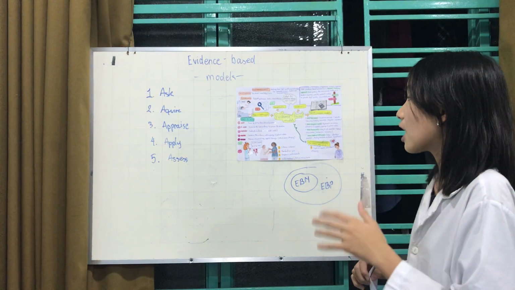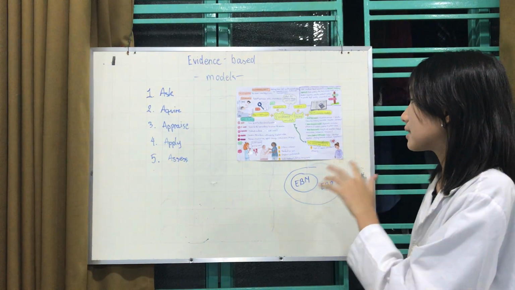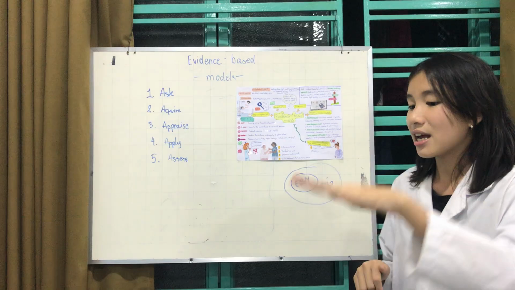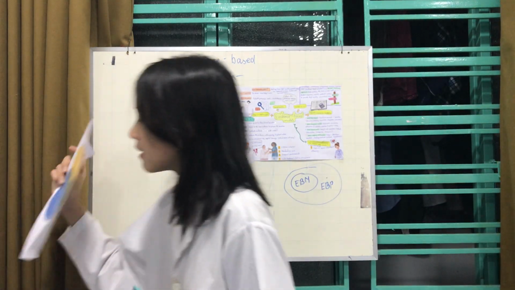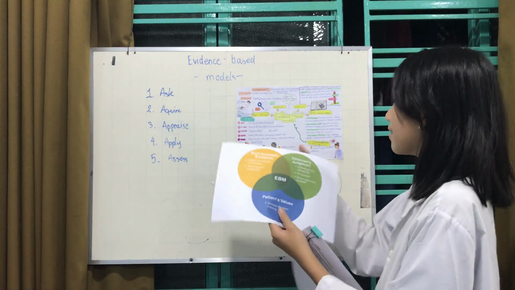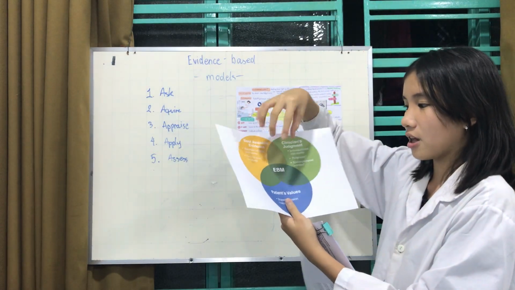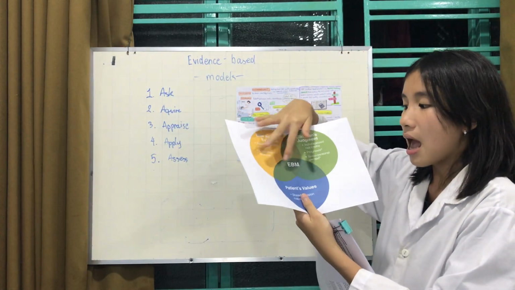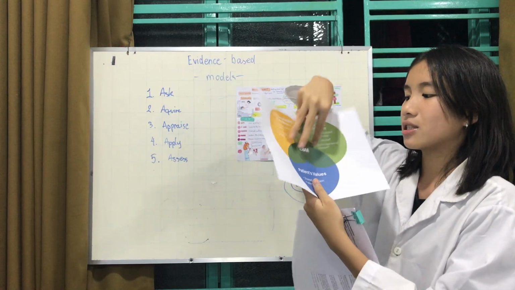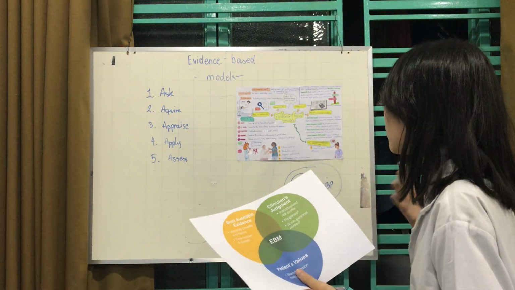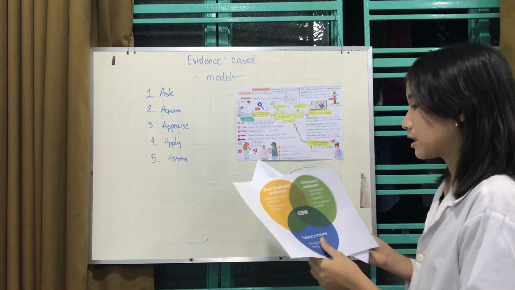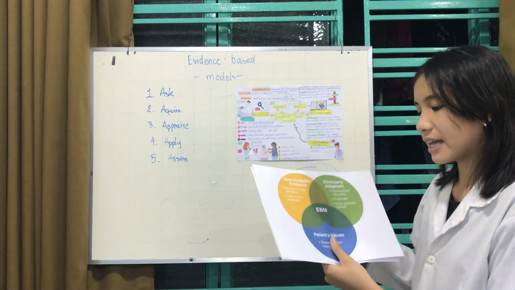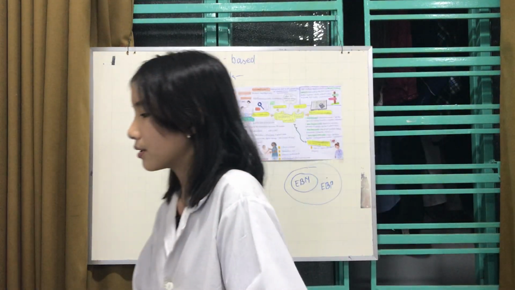Next is the Venn diagram model. So it represents the similarities between research, expertise, and patient values. So for example, this is a Venn diagram. It is a framework that, as you can see here, has some similarity zones and the main similarity of these 3. So it will help to represent similarities and differences of expertise, research, and patient values. So I'll put this aside here.